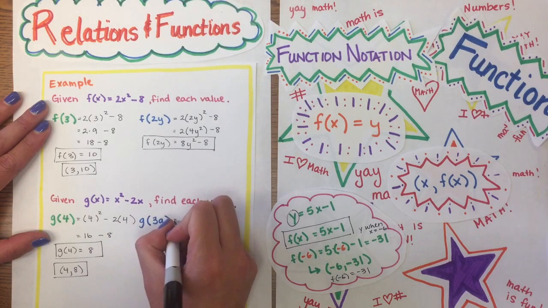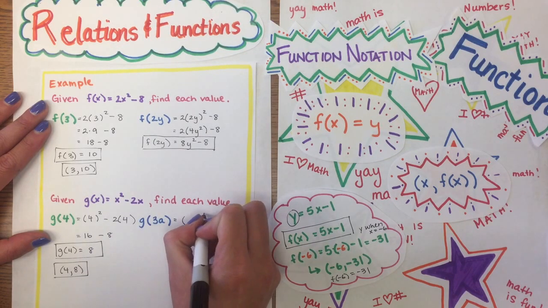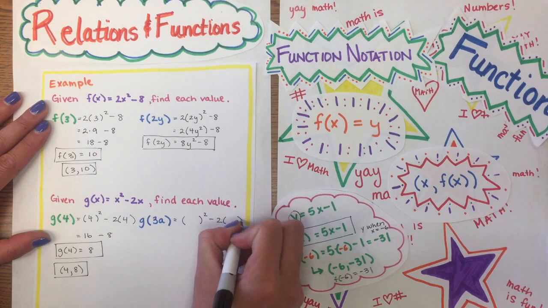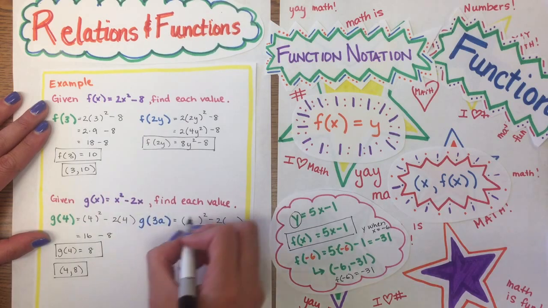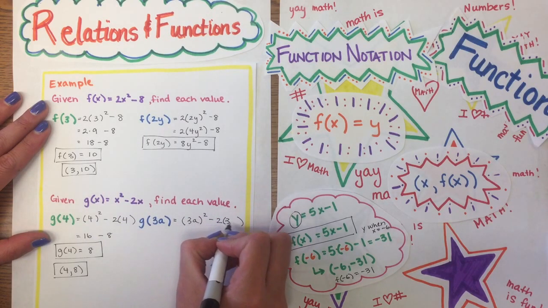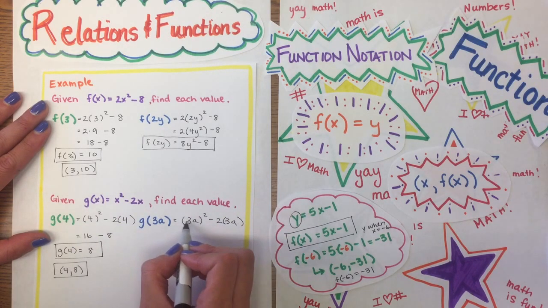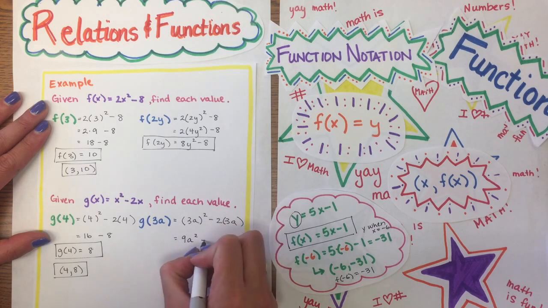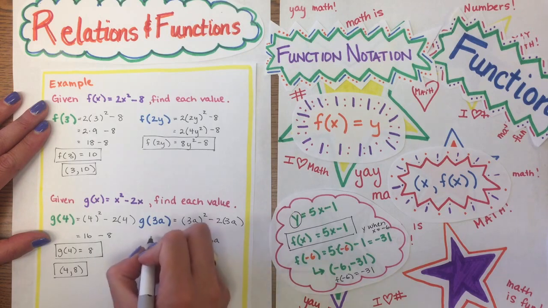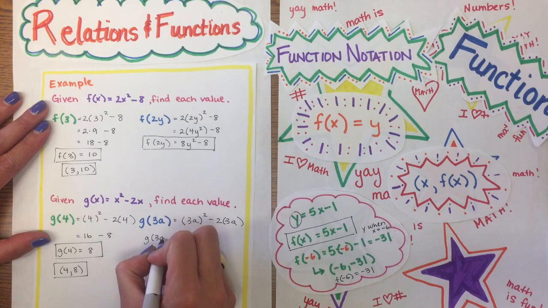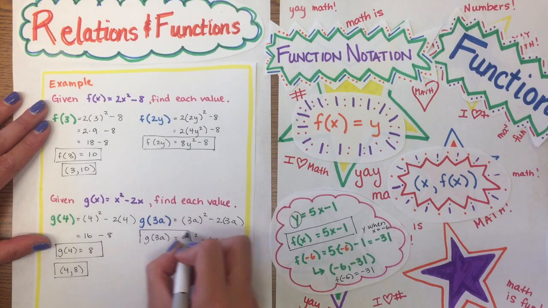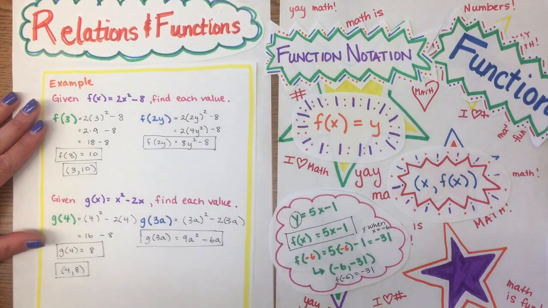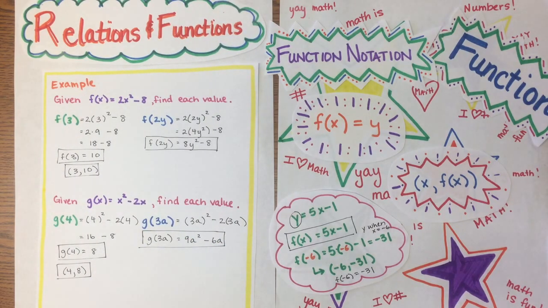With g of 3a, again, I put parentheses everywhere there was an x in my function, and I replace it with 3a. Both 3 and a are being squared, so this is 9a squared minus 6a. There is no further simplification I can do, so g of 3a is equal to 9a squared minus 6a.